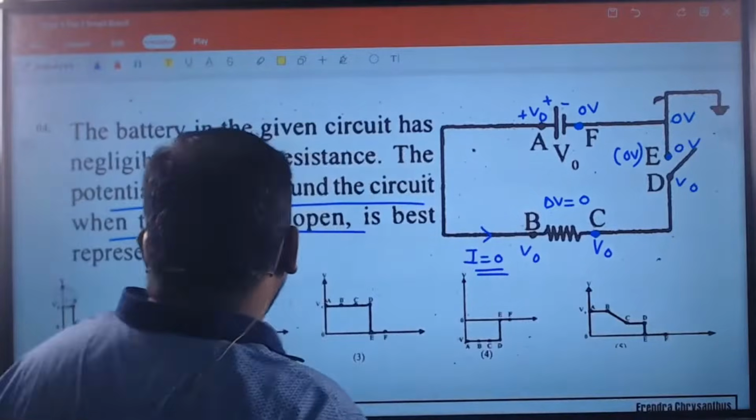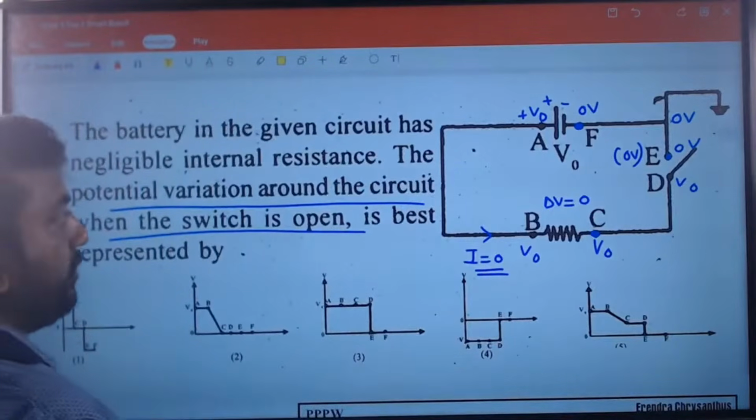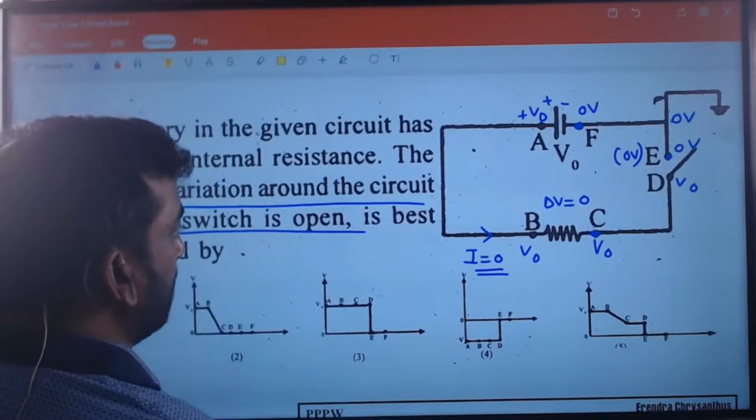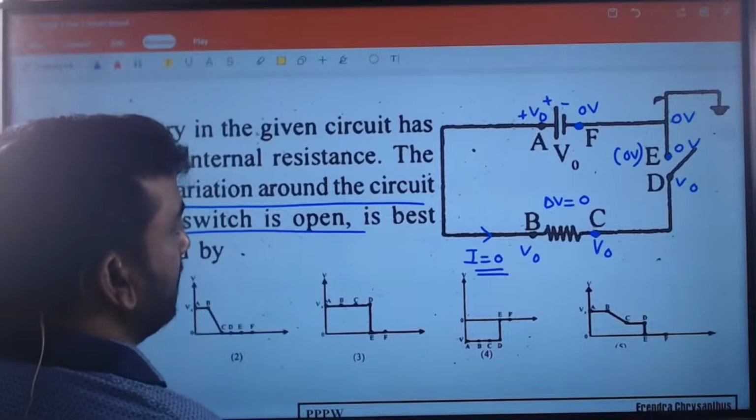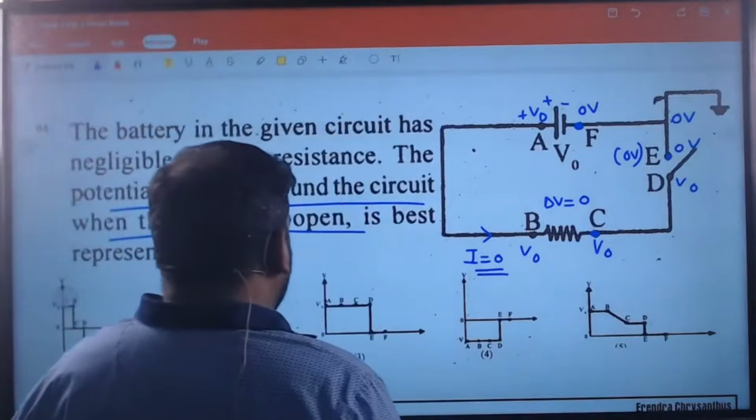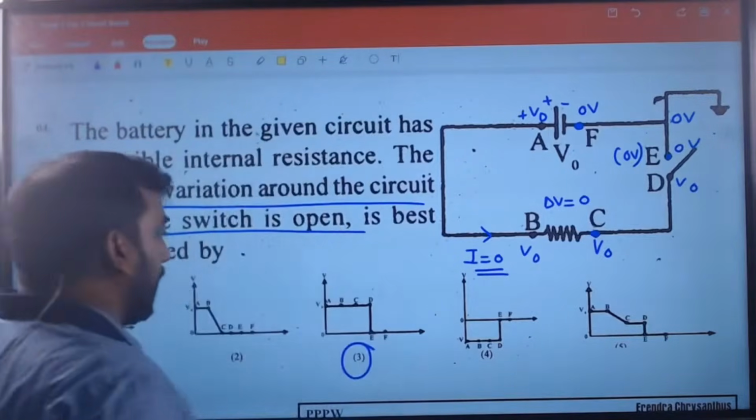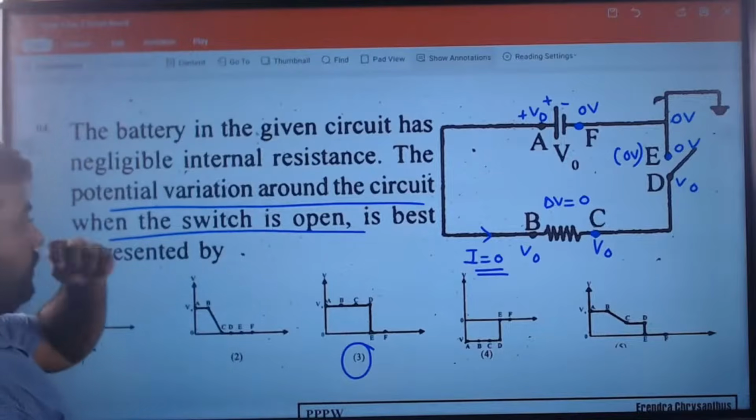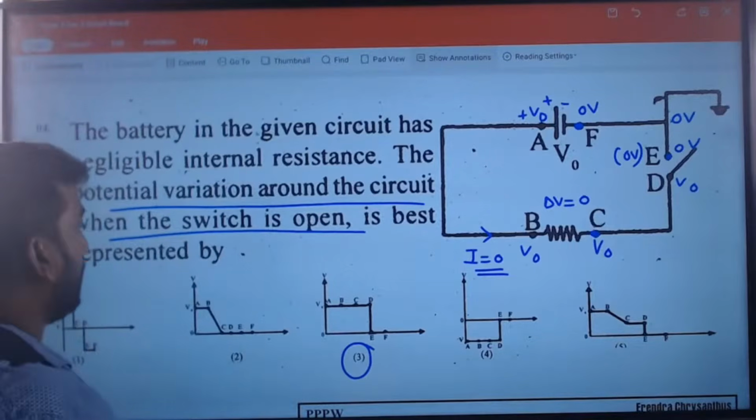So potential difference is 0 means here also V0, here also V0. If you carefully draw it, A potential is V0, B potential is V0, C potential is V0, D potential is V0, E and F are going to be 0. Correct answer is answer number 3. Okay? Right.